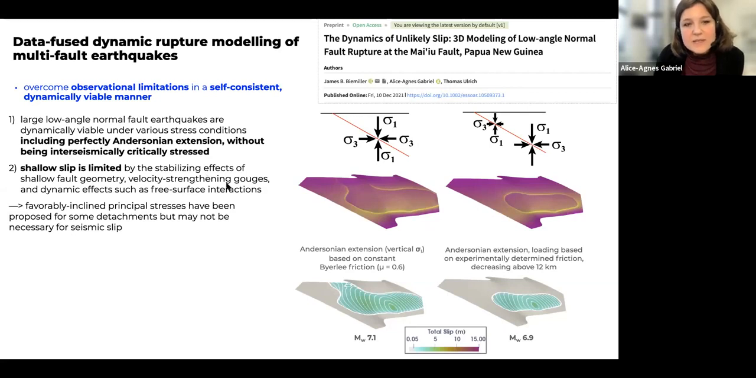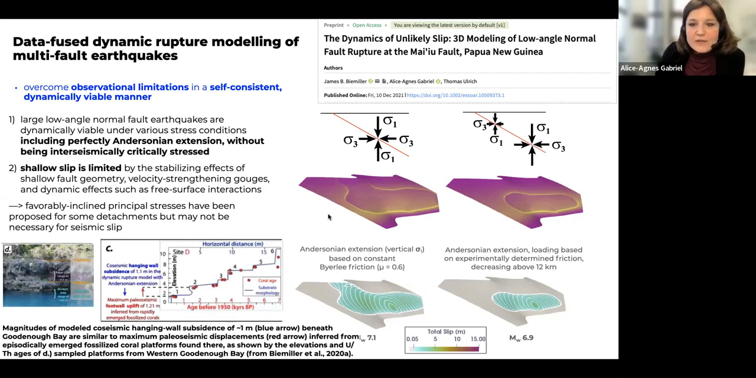We see that shallow slip is limited by the stabilizing effect of shallow fault geometry and velocity strengthening gouges. We also observe interesting dynamic effects that have been described before. So there's free surface interaction and dip angle dependent clamping or unclamping effects if you have these thrust or normal dipping faults that are suppressing slip in this case. And these favorably inclined principal stresses may not be necessary for such fault systems to host large seismic slip.